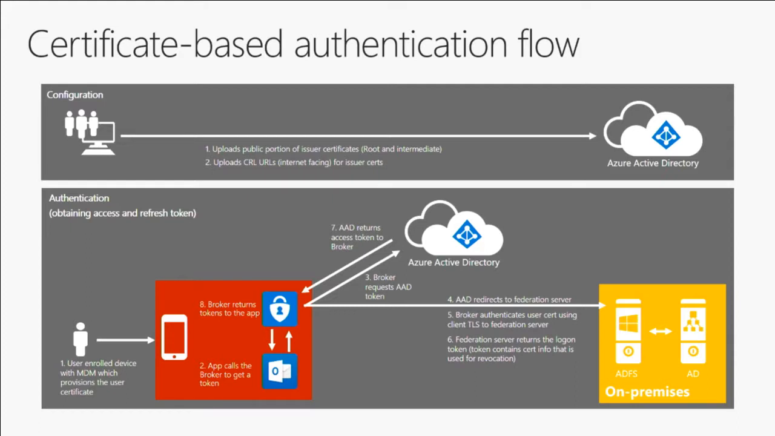The Microsoft Authenticator app, or the broker service in this case, will then pass the user certificate to Active Directory Federation Services, and we will be issued a logon token with details about that certificate and how that certificate can be revoked in the event that we need to remove that particular device from authentication. We are then provided that logon token back. That's handed off to Azure Active Directory. Azure Active Directory generates the access token pair, provides that back to the broker service, and Outlook happily connects and accesses, like I showed in the previous demo.